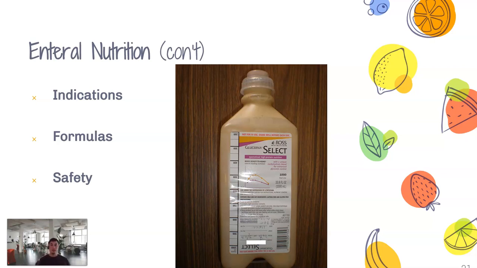The last bullet point we want to look at is safety. When utilizing enteral feeding, be alert. We're going to use aseptic technique when preparing formula and use proper hand hygiene. We're going to label the equipment, and we're going to elevate the head of the bed at least 30 degrees, so we're not having any risk for aspiration.